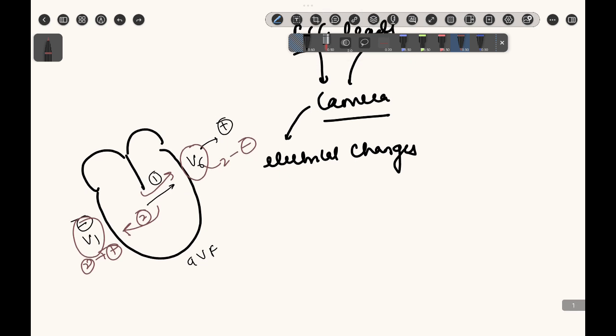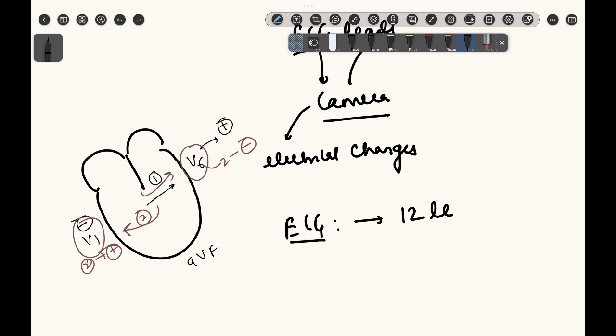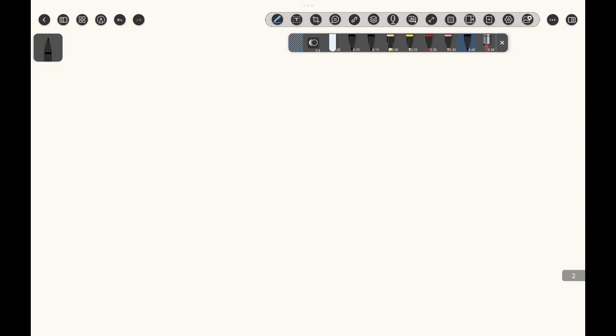Now let's see how many leads are actually there. If you ask me, in standard practice, for most practical and clinical use, we use 12 leads. What are these 12 leads? Don't be in a rush. Let's finish and read them one by one. To read that, we first have to place our cameras better. Then you will get the idea why these leads are placed on this particular heart.